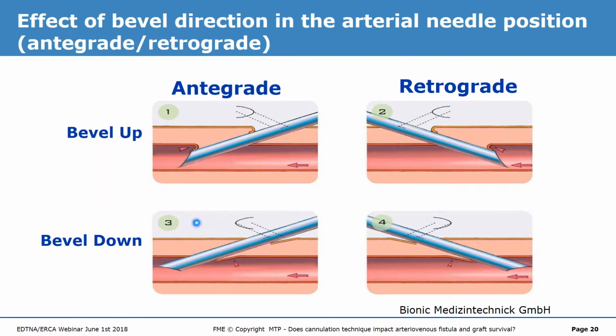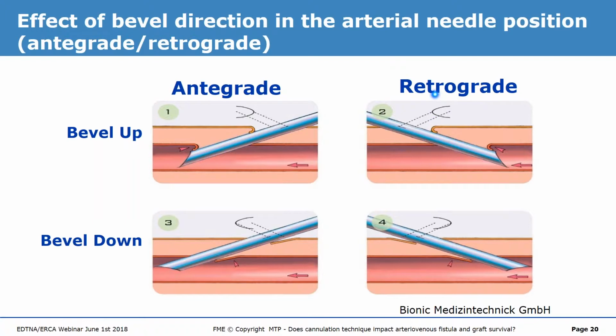While if you cannulate in the antegrade direction with bevel down, you can see the flap is created in this direction, so in the direction of the intraluminal flow. So the intraluminal flow is maintaining the flap closed, tight to the needle, thus avoiding any risk of extraluminal hematoma formation.